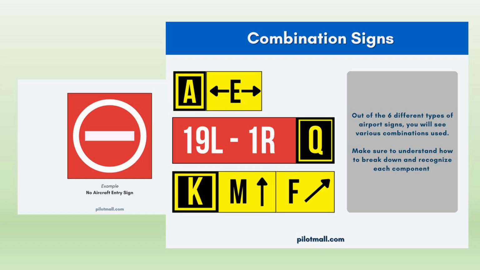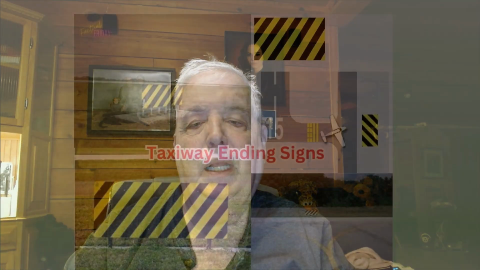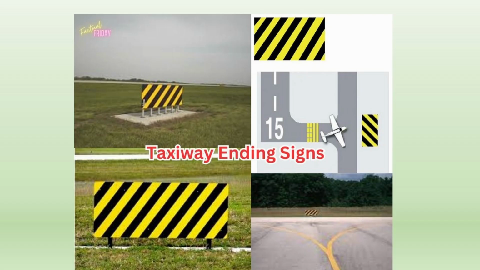Combination signs. This is just a sign that has multiple bits of information on it. Now, another way that they indicate that your taxiway is ending is this yellow and black striped sign. So you cannot go any farther. You have to stop at the runway hold position before you take off.